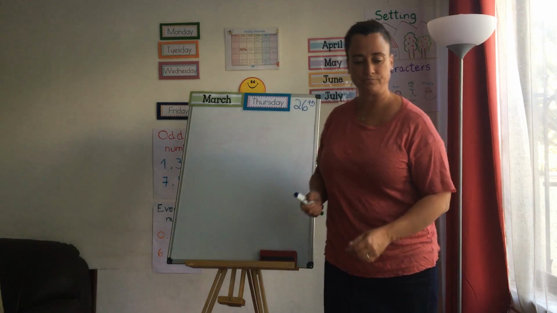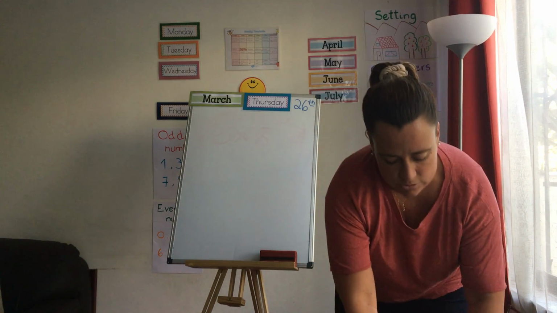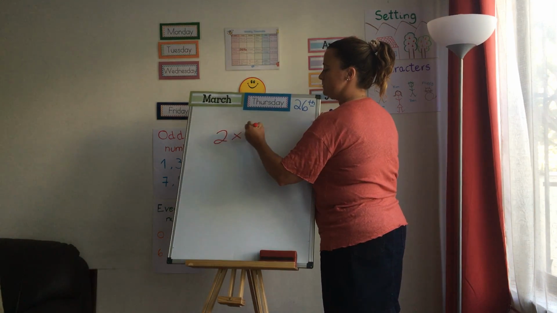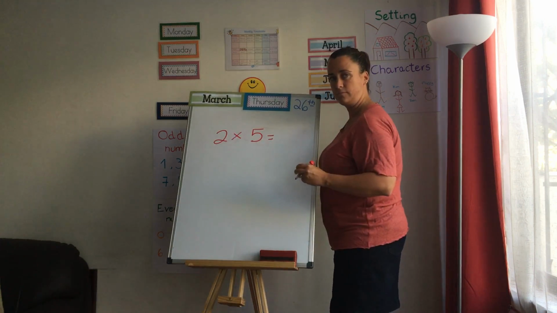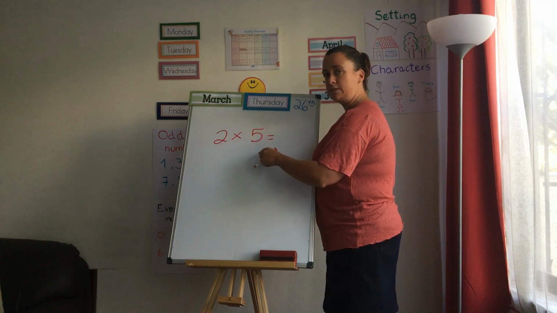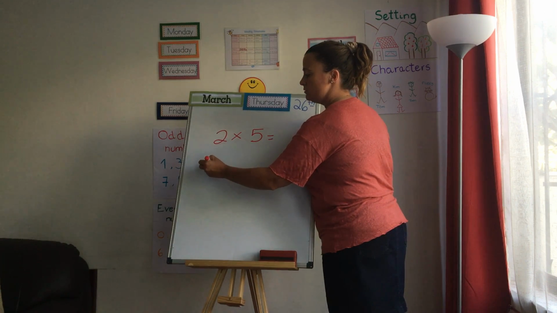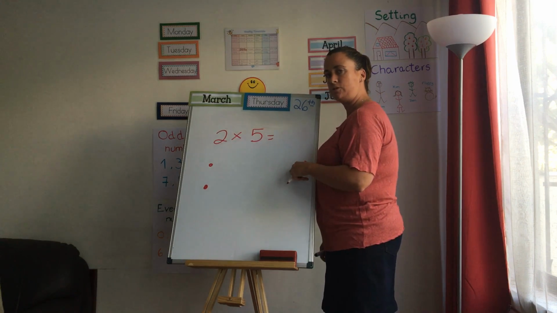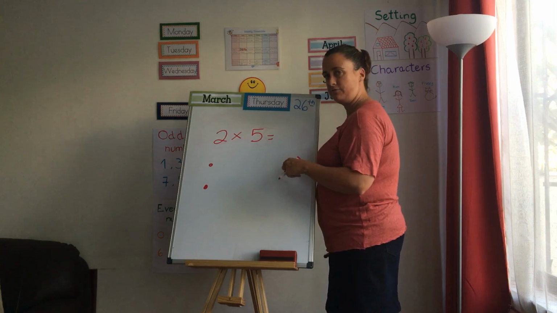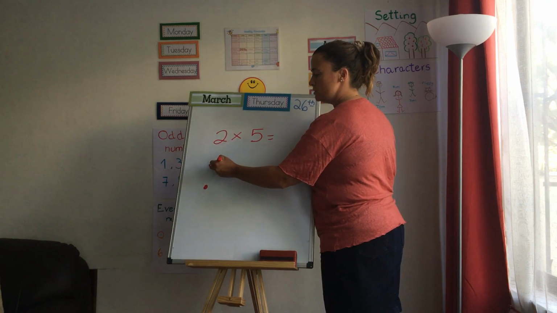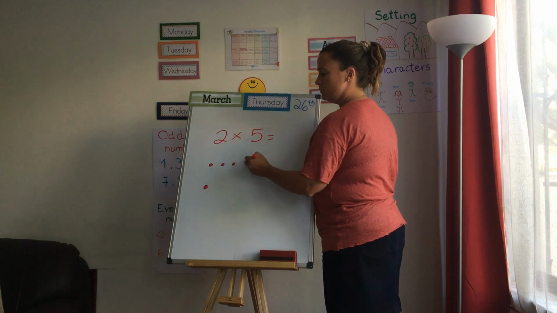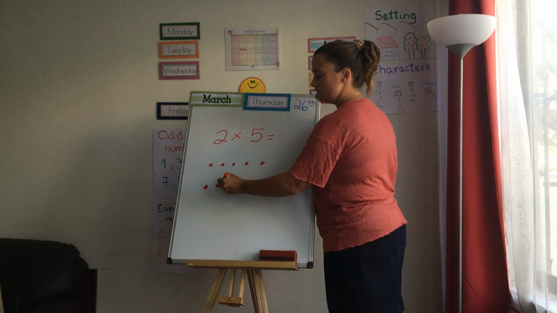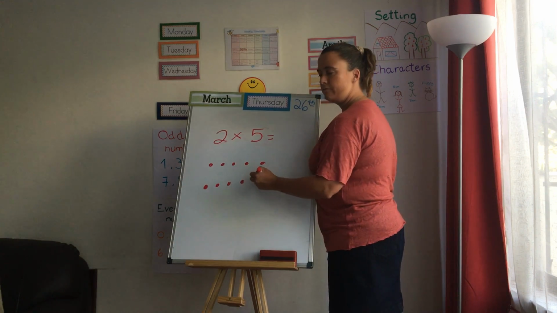Let's go to another one. Let's go to this one. 2 times 5. Yeah? 2 times 5. 2, 1, 2. And how many do I need to put to the side? Yes, 5. 1, 2, 3, 4, 5. 1, 2, 3, 4, 5.